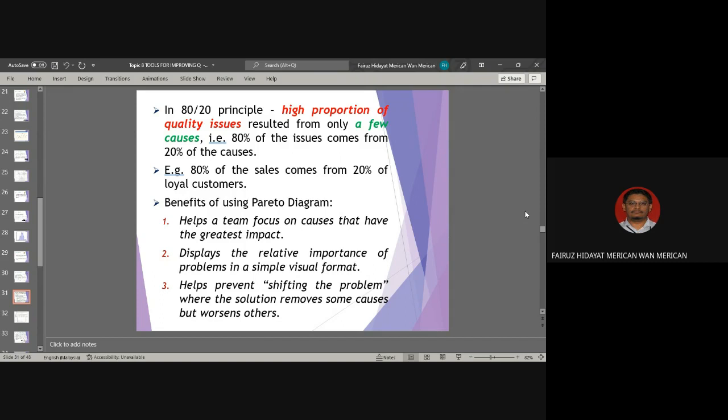So the benefits is to help the team focus on the causes that have the greatest impact. It displays the relative importance of problems in a simple visual format. So just a histogram from largest to smallest frequency, and you have the line to show the cumulative value of the problem or the defect, and prevents shifting the problem where the solution removes some causes but worsens others. So when you identify the 20% major factors that cause a problem, then the company can focus on that rather than focusing on the 80% minor problems, which might become worse if they focus on that rather than focusing on the major factors. So this is how the Pareto diagram helps the company.